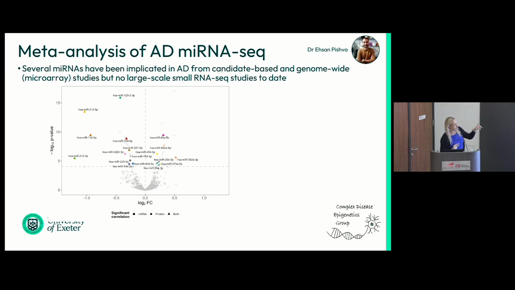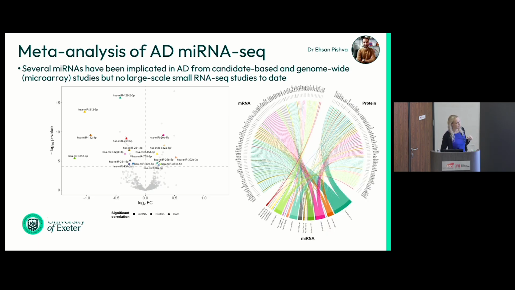So you're seeing highlighted here the triangles, which are the ones where we're seeing a genome-wide significant change in the microRNA in Alzheimer's disease, but we're also seeing a significant correlation between that microRNA and its target mRNA and downstream protein as well. So this is essentially showing, for those microRNAs that we identified, where we're seeing an effect on mRNA, shown on the top of the circos, and the protein, shown on the right of the circos.